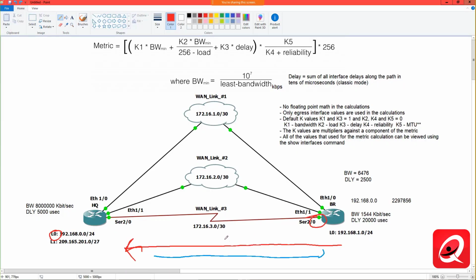So because of the way the metric is calculated, if I was sourcing traffic from this interface and then sending traffic over to this interface, the metric utilizes these interfaces for that calculation. But on the return path, we're going to be using this interface and this interface for the return path. So the metric does not necessarily have to match, or may not match, in both directions.